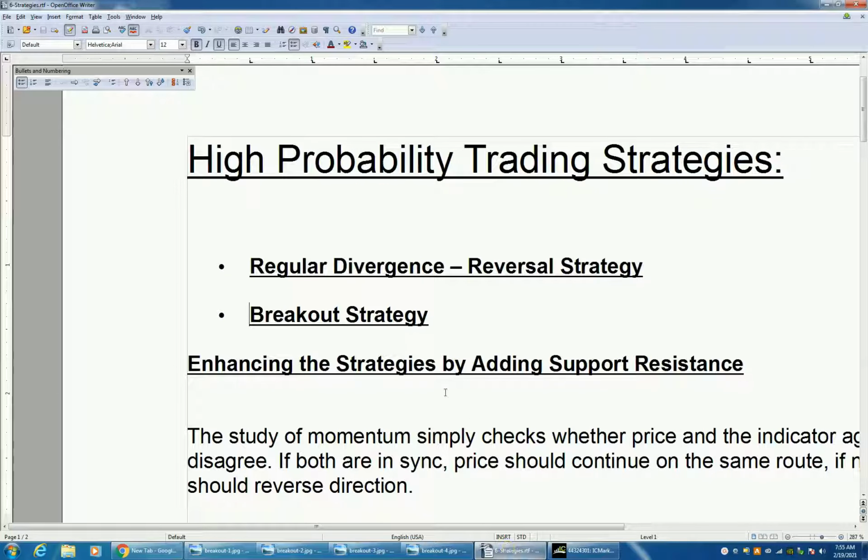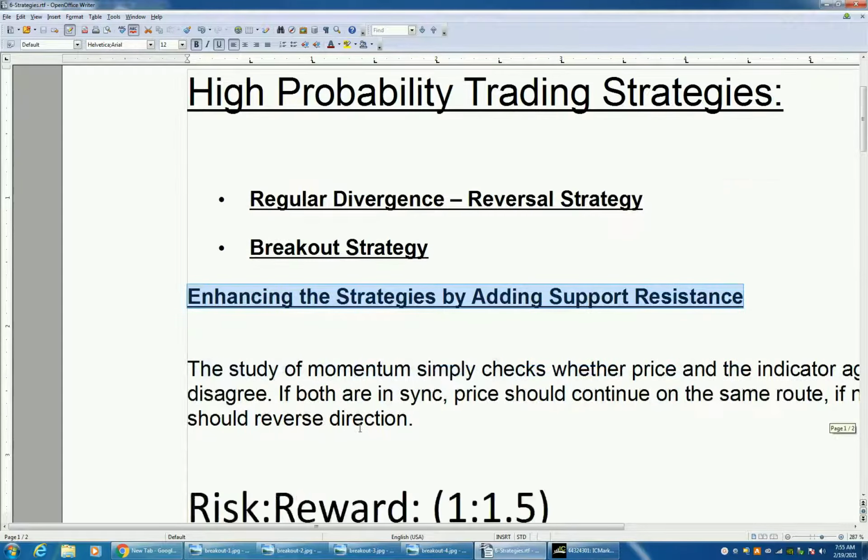All right, high probability trading strategies. I'm going to talk about a regular divergence, which is a reversal strategy, and a breakout strategy. And as I said, enhancing a strategy by adding support and resistance will simply increase your chance of success. So what is a divergence?